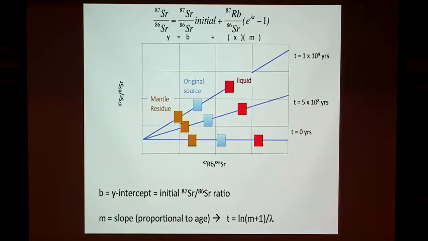But over time, as 87 rubidium atoms decay to 87 strontium atoms, the melt migrates up in this direction at a rate that's faster than the mantle residue migration up in this direction. Why does it not go directly up? Anybody? For the reason you pointed out. For every atom you lose here, you gain an atom there.